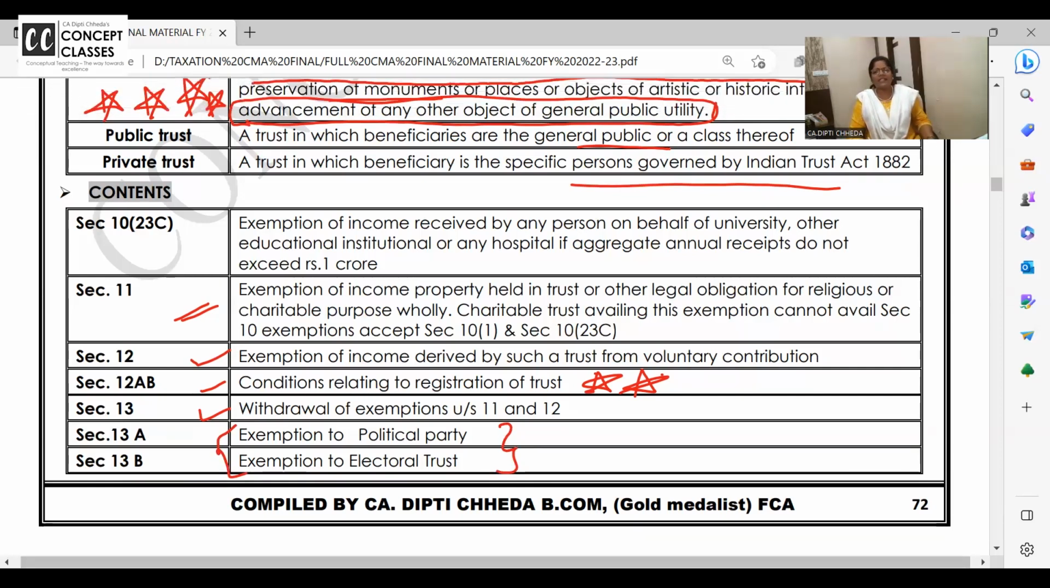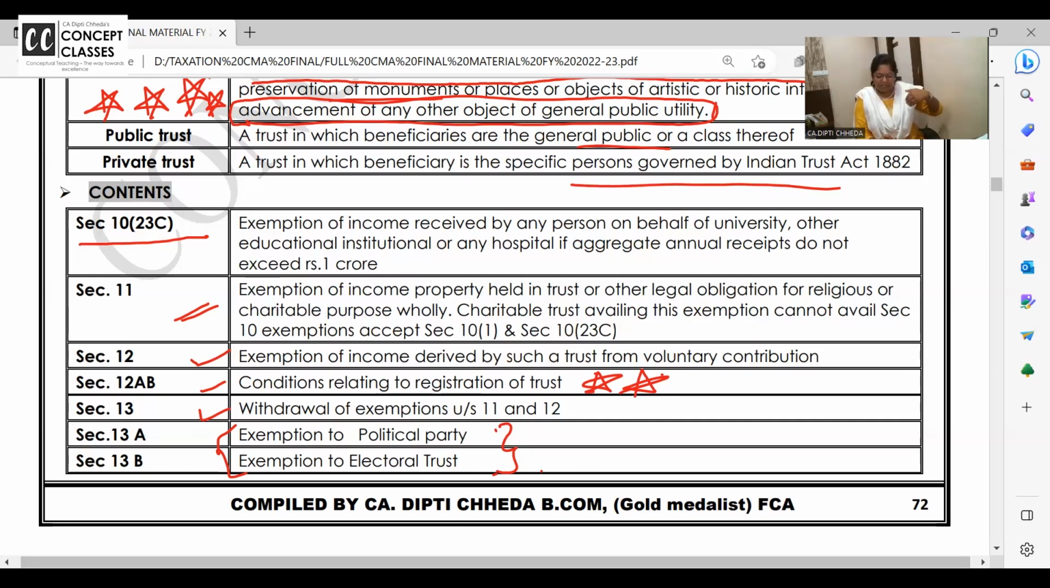How will you assess the income of a political party? Registered political parties are there under the Representation of the People Act, like we have BJP, Congress, Aam Aadmi Party. These are all registered political parties. This we will do later. And now, in reverse, what is this 10(23C)?